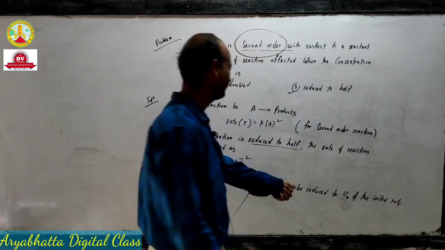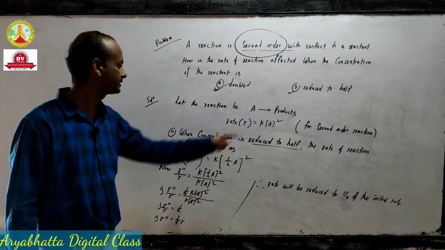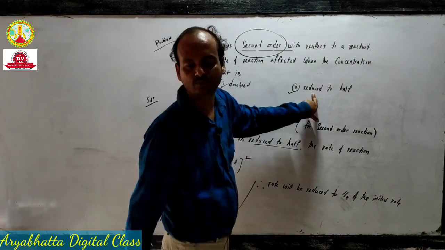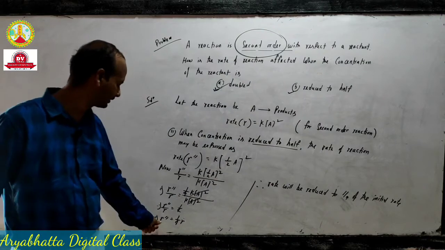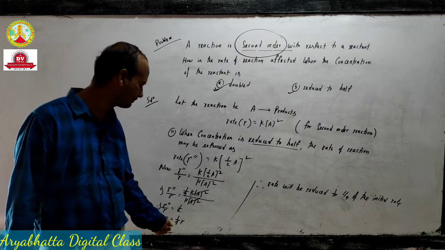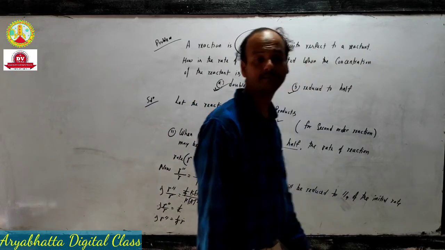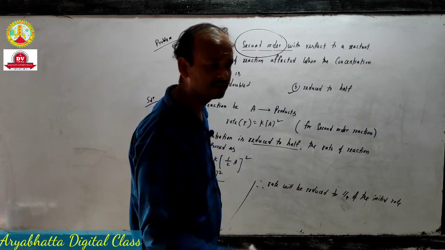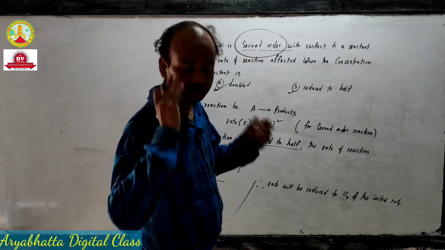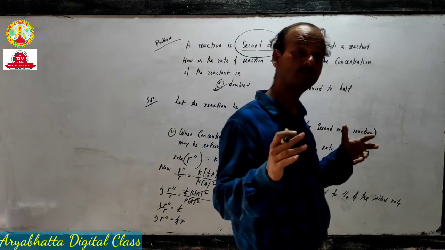That will be reduced to 1/4 of the initial rate. Here concentration is reduced to half. Concentration तुम लोग ने कम किया, so rate भी कम हो जाएगा. देखो r double dash is equal to 1/4. Original concentration ना 1/4 reduce हो गया. Means what? If you increase the concentration, reaction fast होगा. If you decrease the concentration, reaction तुमको slow ही दिखाई देगा.